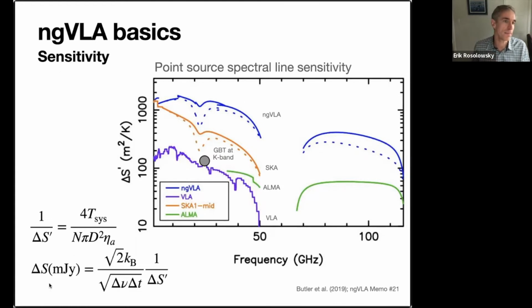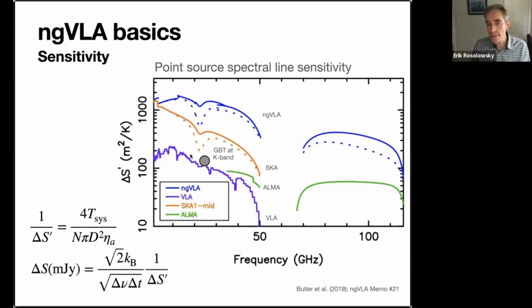Here, this is estimating the noise in flux density units. Basically, it's 1 over delta S prime times the things that you would tune your observation to, which is the bandwidth time product. So basically, how long you're going to observe for and how large of a spectral band you're going to integrate to get one of the resolution elements in your data set.